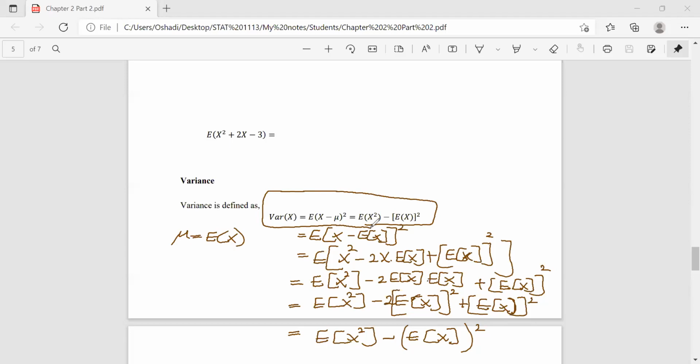This is how we find the variance. The variance is either the expected value of (x minus mu) the whole thing squared, or the expected value of x squared minus the expected value of x, the whole thing squared. Right?